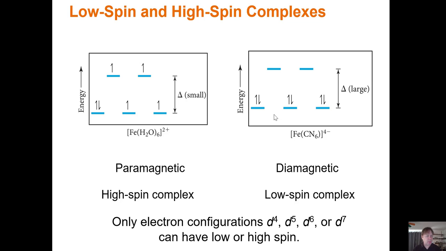It might sound a little bit backwards, but a small gap corresponds to a high spin complex. A large gap corresponds to a low spin complex. So we're seeing here these electron configurations. So we'll look at an example in a bit of how we get to this. We can talk about it right now.